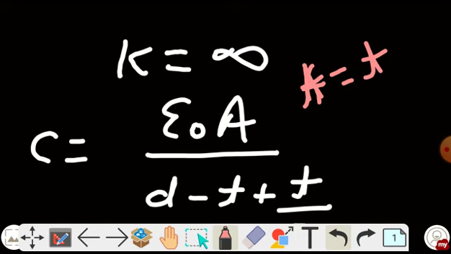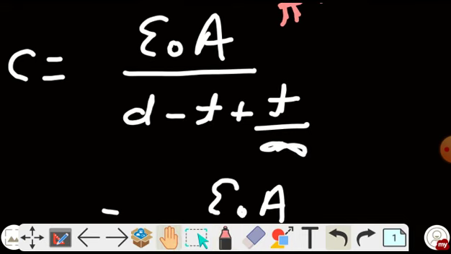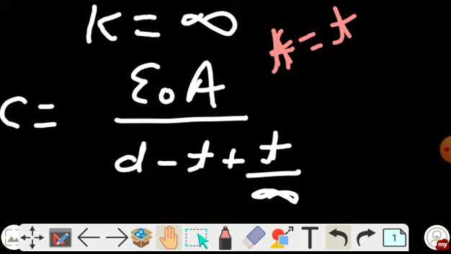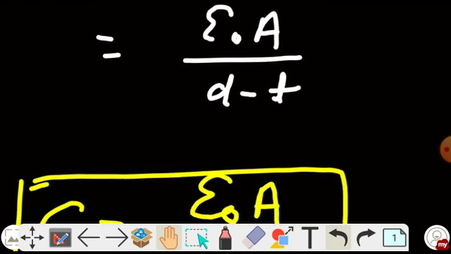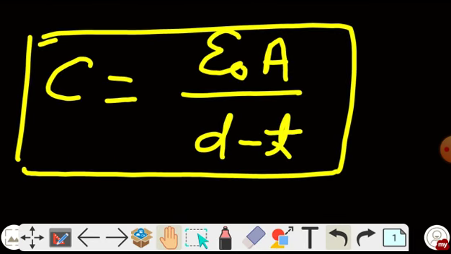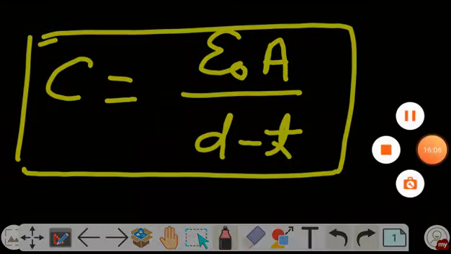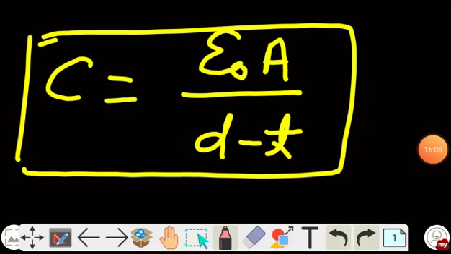So P will not change. You only have to put K as infinite. This term becomes 0. So this is the final expression of the capacitance of a parallel plate capacitor with a conducting slab of thickness P between the plates: epsilon naught A upon D minus P. So you should also remember this formula along with the other formulas.